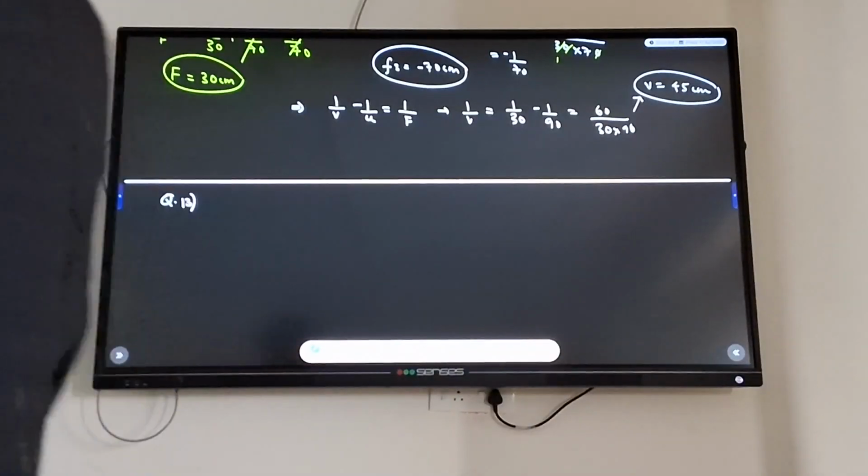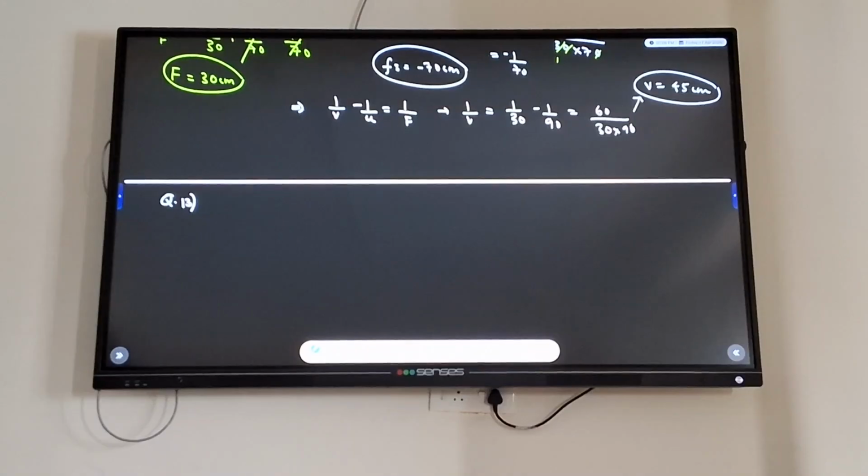One by 4 for magnification. Incorrect. What is B? Anybody found B? No. You're taking wrong sign conventions. Incorrect. Yes. Search. Incorrect.